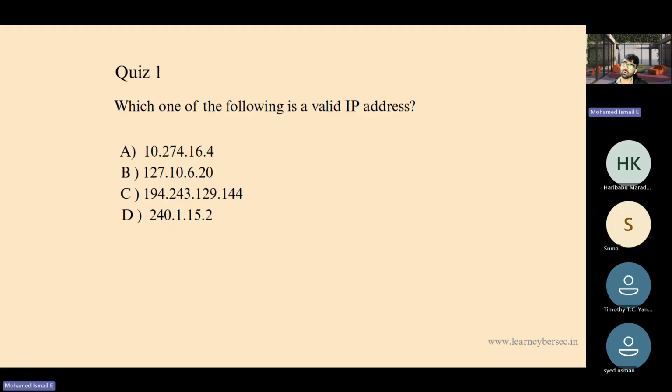So the next IP is 194.243.129.144. It looks like it is not violating any of the conditions. 194 is within 255, and we haven't seen 127 here. So C could be the answer. The next one is 241.15.2. Here the challenge is that the first octet is 240, which is above 223, which is again an invalid IP. So the answer is C here.